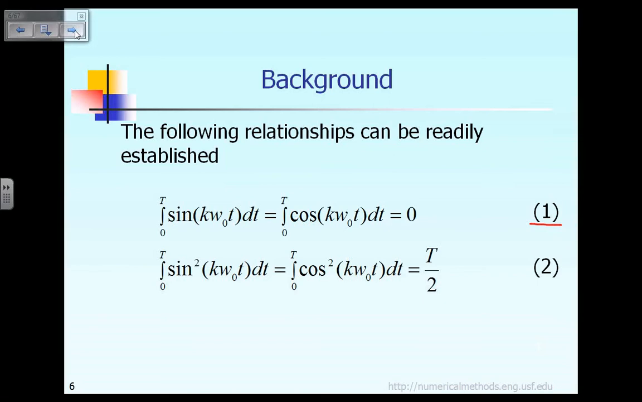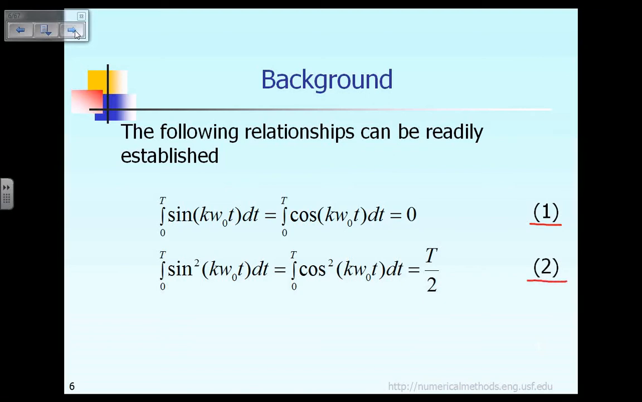to the period capital T of the function sine k omega naught t is equal to 0. Similarly, the integral from 0 to the period T of cos k omega naught t dt equals 0. That we have to prove later on.